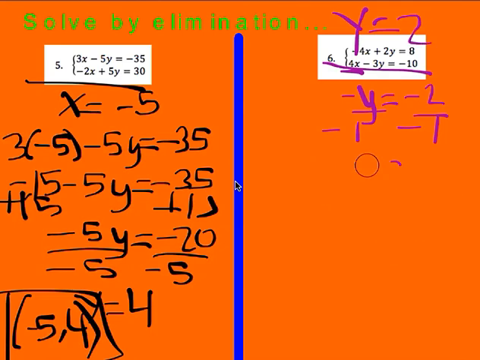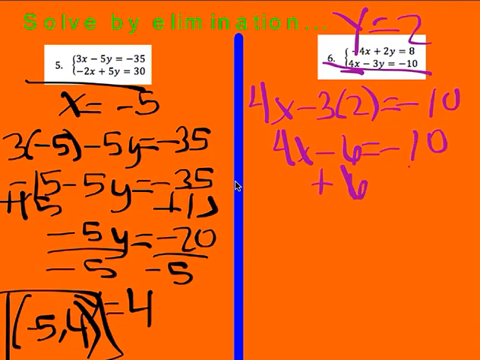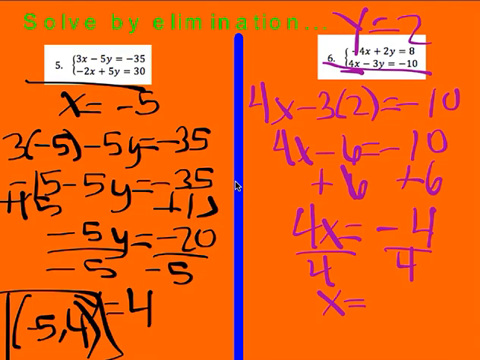So now I need to go back and substitute that into one of the original problems. So let's just do the bottom one. So I'm going to have 4x minus 3 times 2 is equal to negative 10. So 4x minus 6 is equal to a negative 10. So then since it's a minus 6, I'm going to add 6 to both sides. And I get that 4x is equal to negative 10 plus 6, which is negative 4. Divide both sides by 4. Negative 4 divided by 4, I get negative 1. So x is equal to negative 1. So the negative 1, 2 is my final answer for number 6.